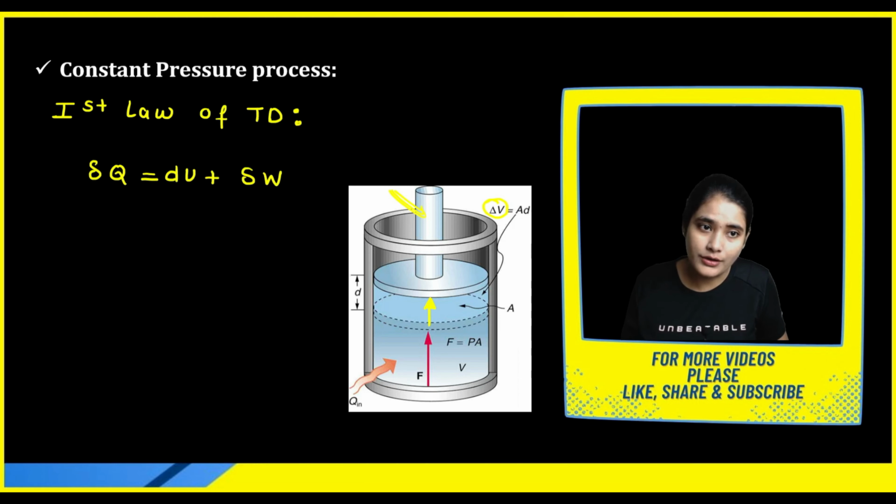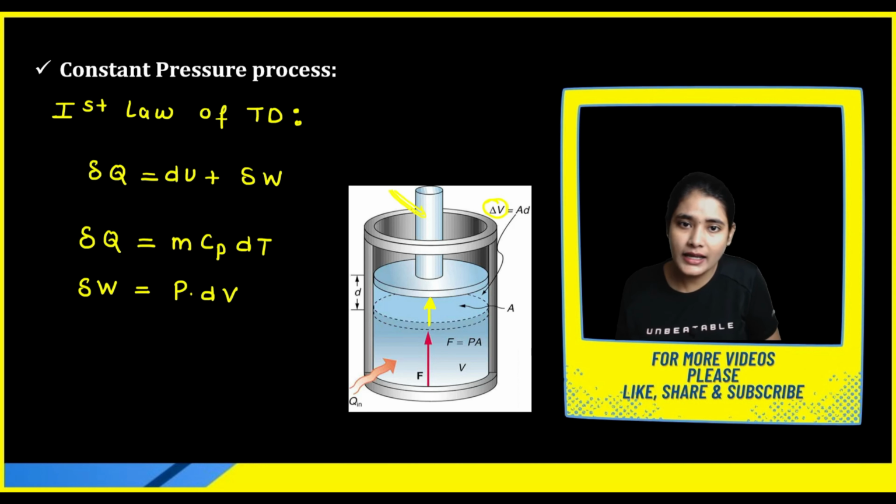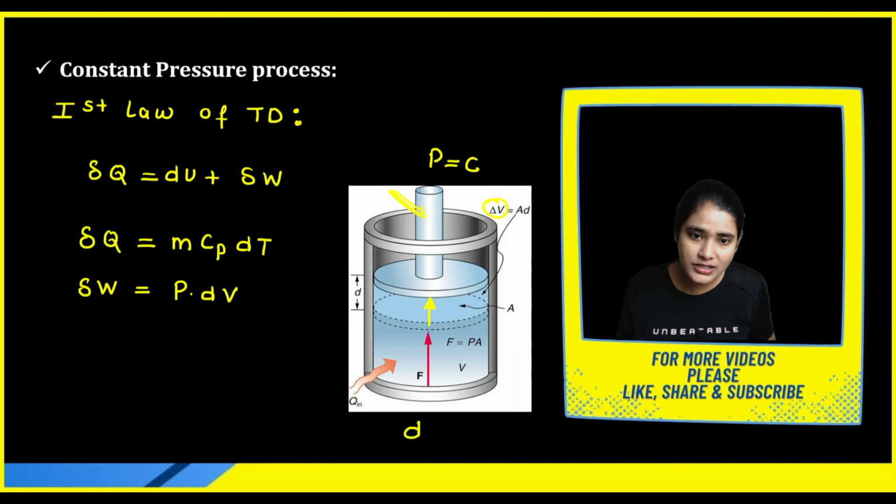Now for a constant pressure process, what is the value of heat transfer? No doubt, it is m cp dT. What is the value of work transfer? You will get work transfer because you are getting a change in volume. Here pressure is constant, so the change in pressure is zero, but volume is not constant, volume is variable.